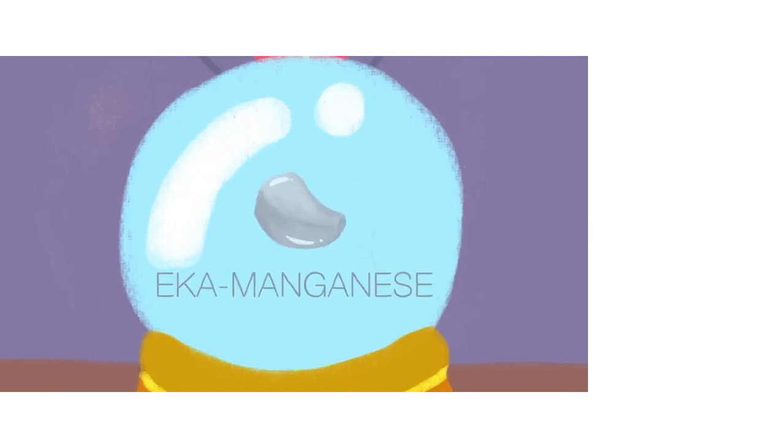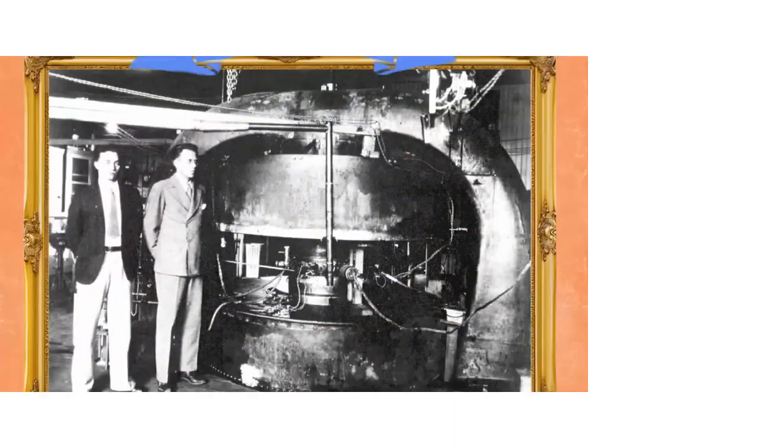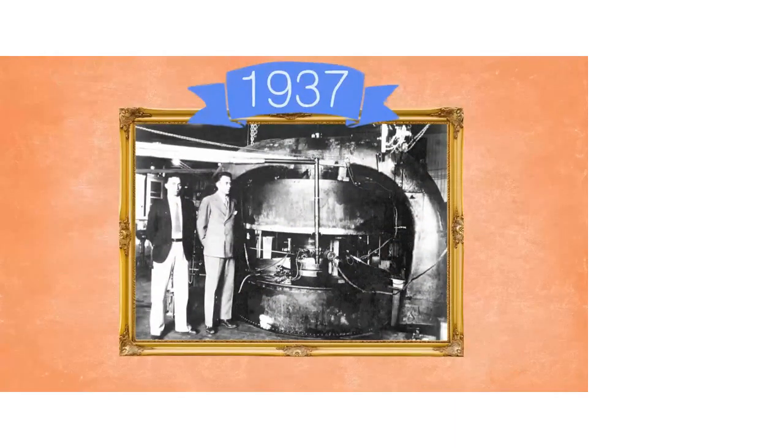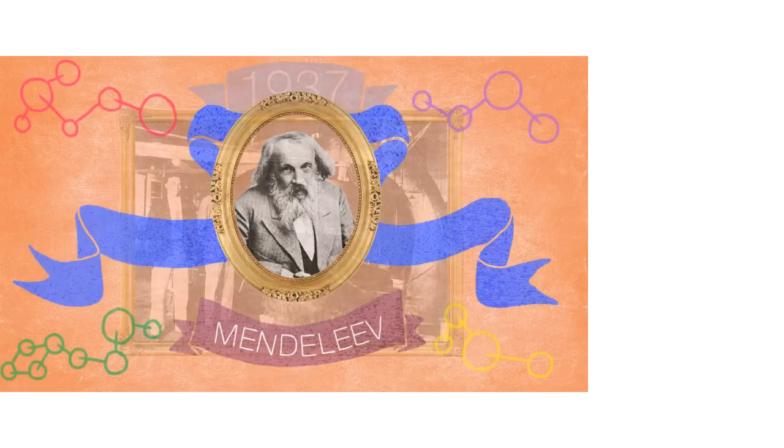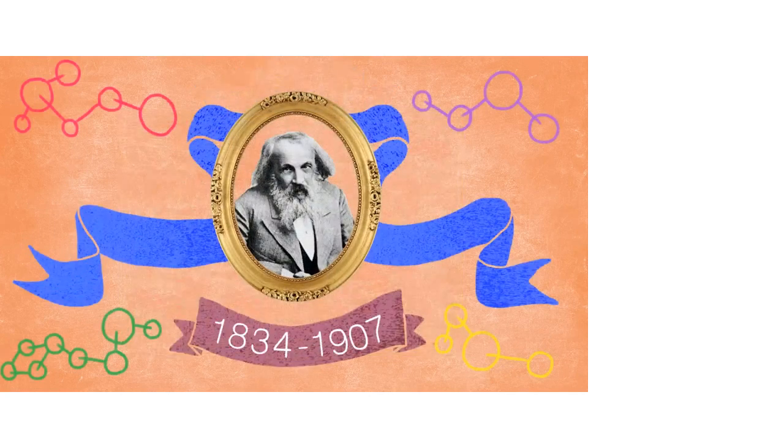The element he called eka-manganese is now called technetium. Technetium is so rare it couldn't be isolated until it was synthesized in a cyclotron in 1937, almost 70 years after Dmitri predicted its existence, 30 years after he died. Dmitri died without a Nobel Prize in 1907, but he wound up receiving a much more exclusive honor.